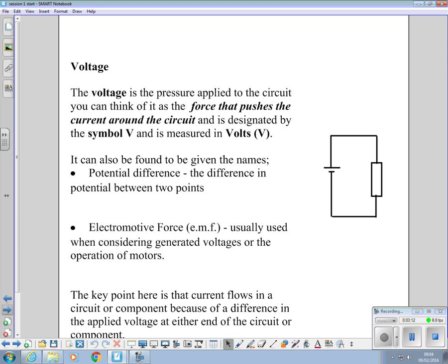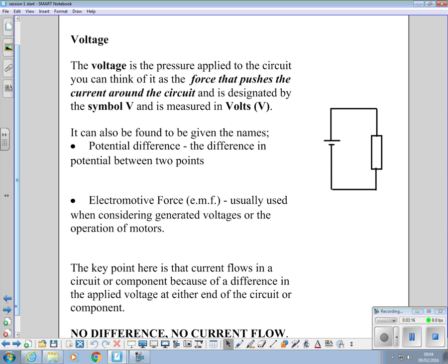And one key thing here, and I will pick up on anyone who says it: voltage doesn't go through anything. Current goes through, voltage is measured across. So if somebody says to me, there's 12 volts going through that circuit, I will definitely tell them they're wrong. Okay? Because volts don't go through. Amps or current goes through.